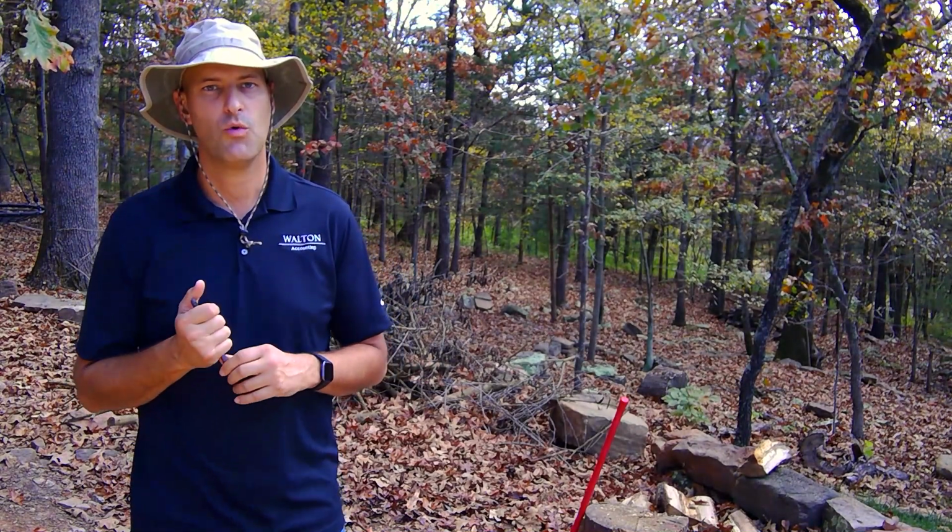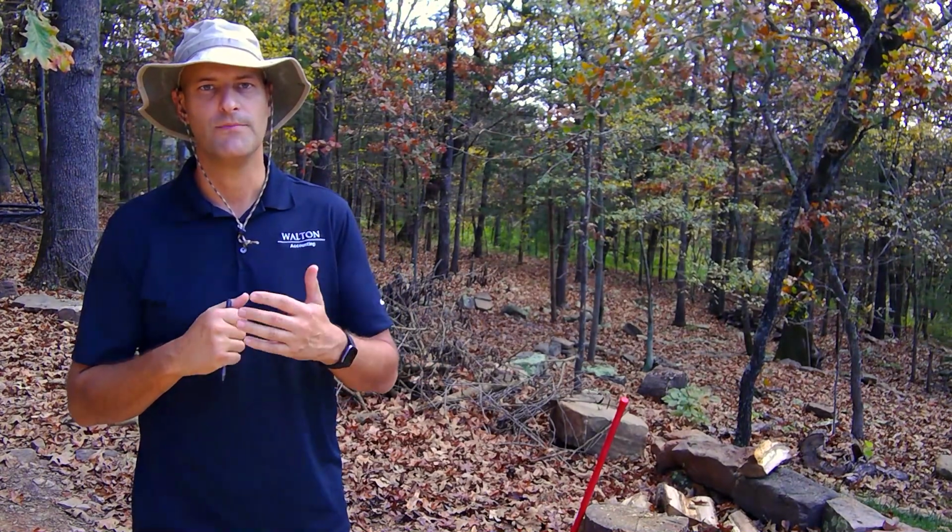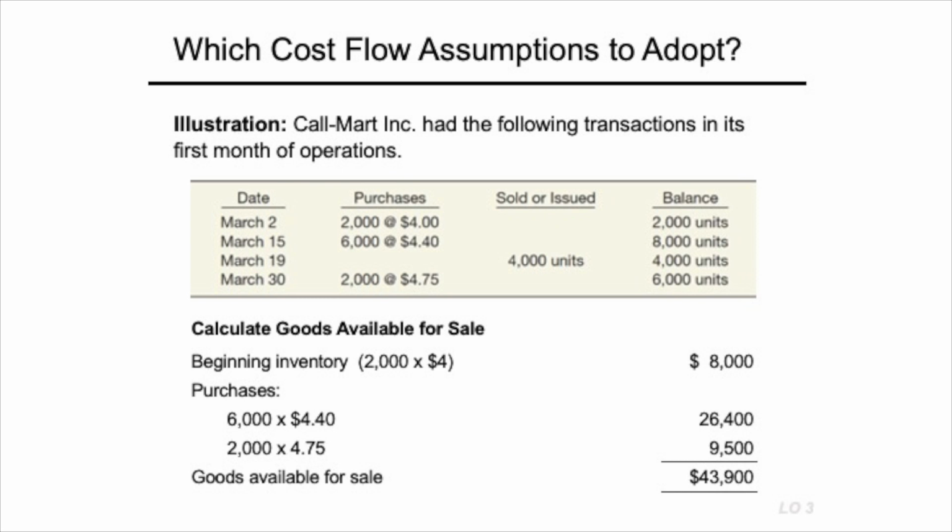So I'm going to walk through an illustration. Car-Mart Inc. had the following transactions in its first month of operations. It had some purchases, it had some sales, and that's what we got. So we're going to calculate goods available for sale. Now, remember, the goods available for sale aren't really going to matter at all in this case.